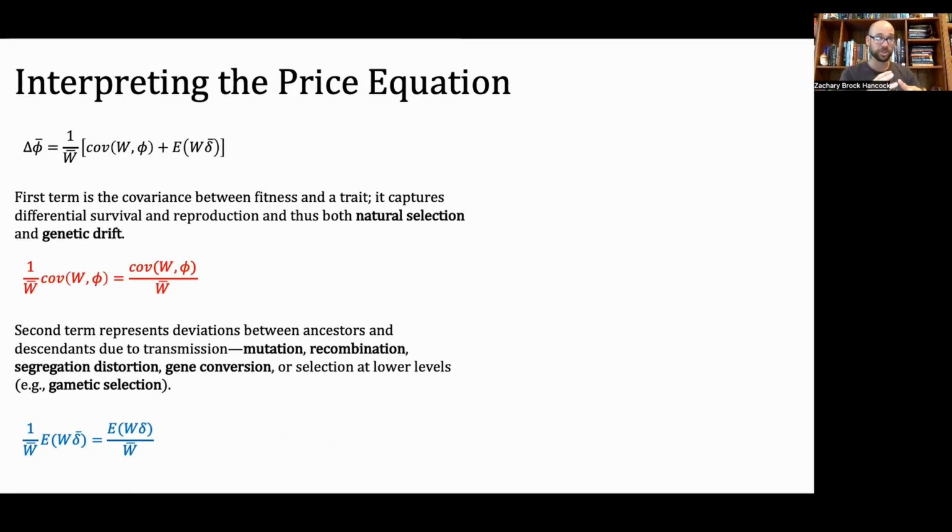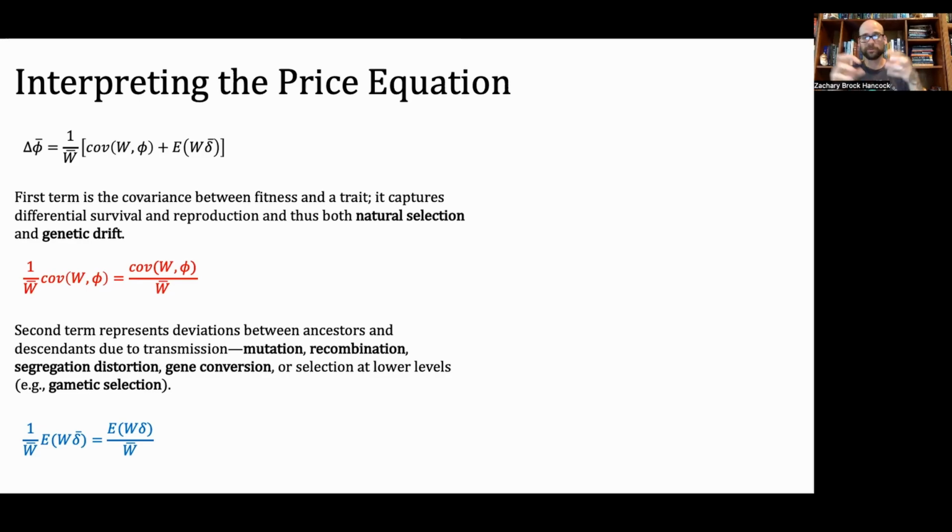Okay, so the first term is the covariance between fitness and a trait. Therefore, it's capturing differential survival and reproduction, and thus both natural selection as well as genetic drift. So think about it like this. If you have some trait, and that trait co-varies with fitness, such that as that trait increases, fitness increases. As that trait decreases, fitness decreases. Right? That's a covariation between those two terms.